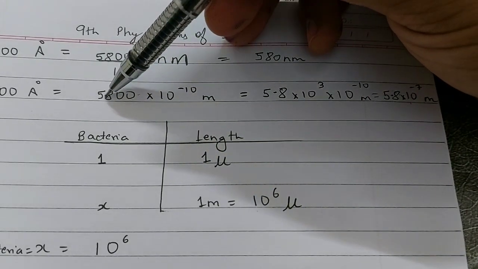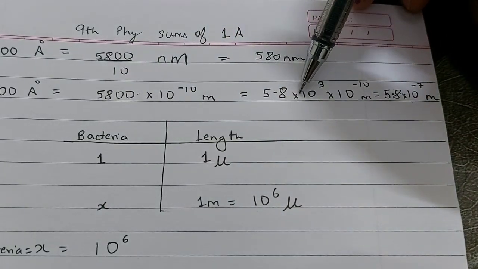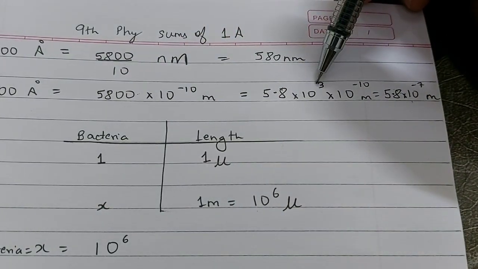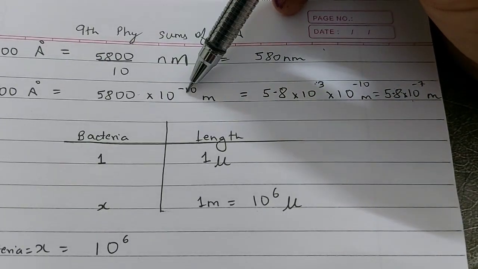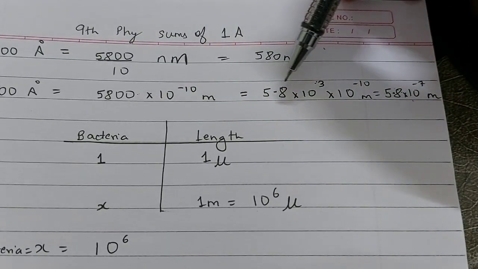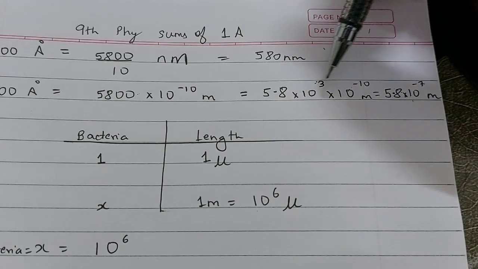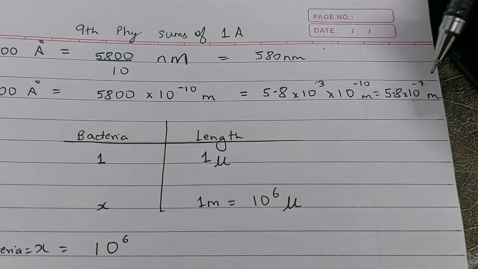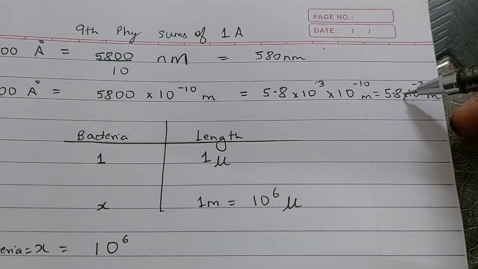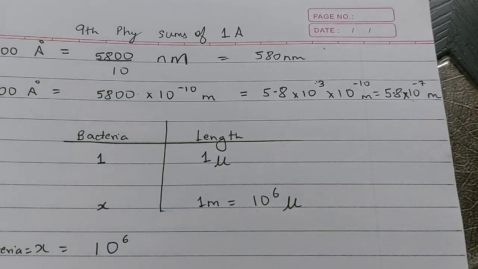1, 2, 3. That will become 5.8 into 10 raised to 3, or that is 1000. And 10 raised to minus 10 remains as it is. So this and this is same. It's just another way of writing it. Now, laws of indices, 3 and minus 10, addition. 3 minus 10 is minus 7. So the final answer is 5.8 into 10 raised to minus 7 meter.